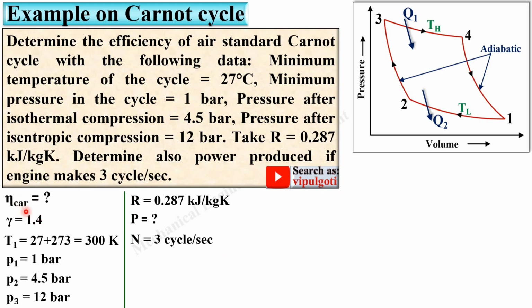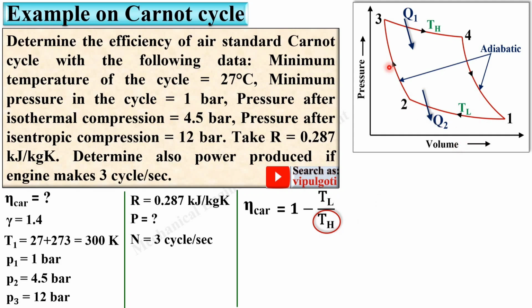Now let's see first of all the objective, that is the efficiency of the Carnot cycle. How can you find this efficiency? Very simple. You just write down the formula of the efficiency of the Carnot cycle. You know that is 1 minus TL upon TH. Here TL means low temperature, that is exactly equal to the state 1 and that is given to you. So the question is about the TH, that means high temperature, that is at state 3 or state 4, means T3 or T4, but it is not given to you. So first you have to find this TH.